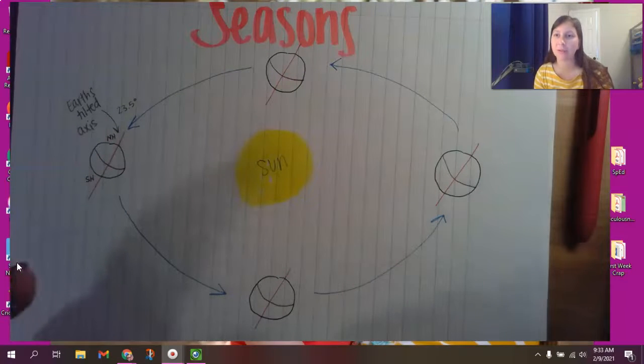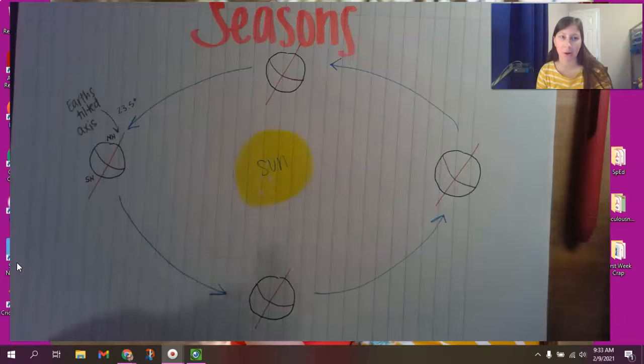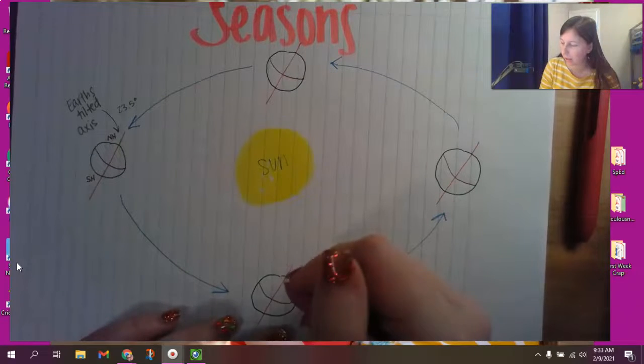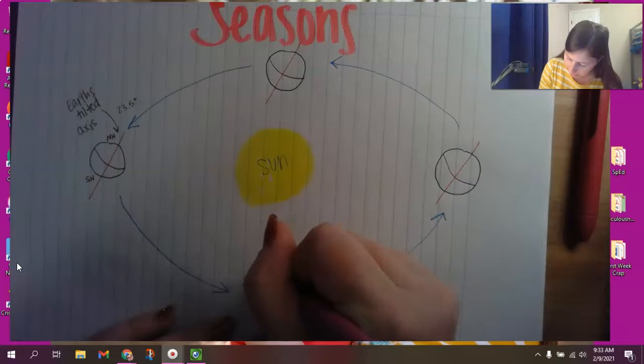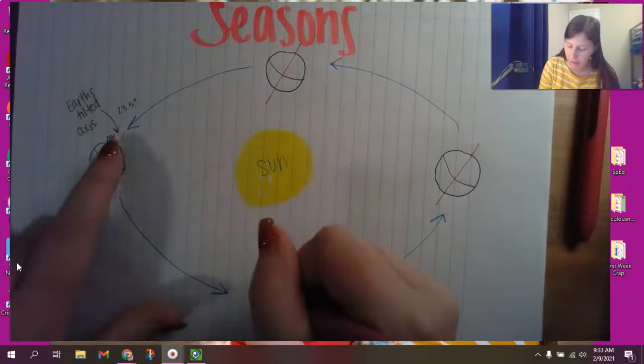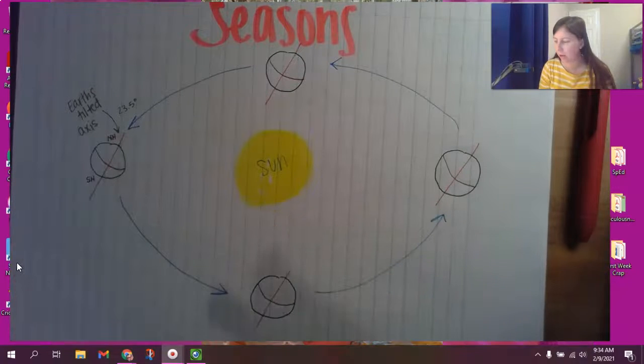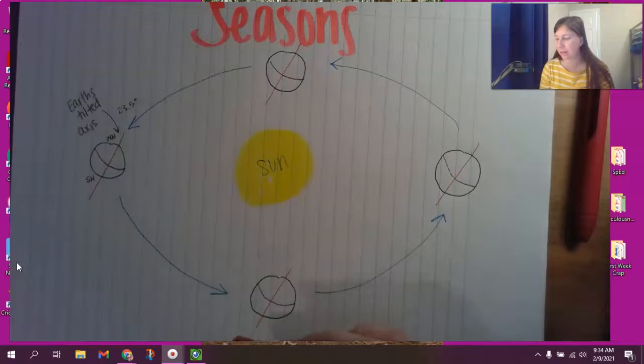We live right here in the northern hemisphere. Some examples of continents in the southern hemisphere would be like Antarctica, Australia, South America, but we live in the northern hemisphere. So remember, the northern hemisphere is at the top, the southern hemisphere is at the bottom.